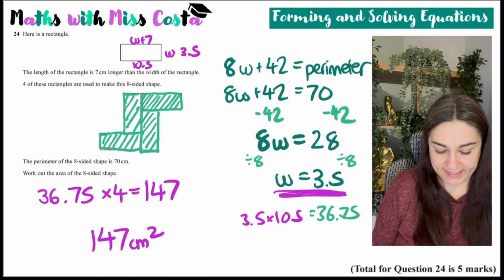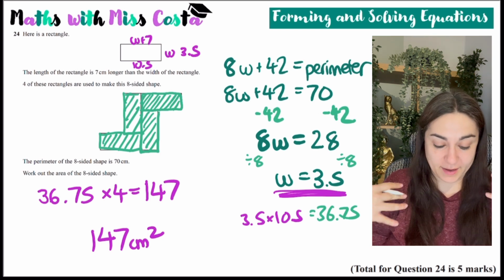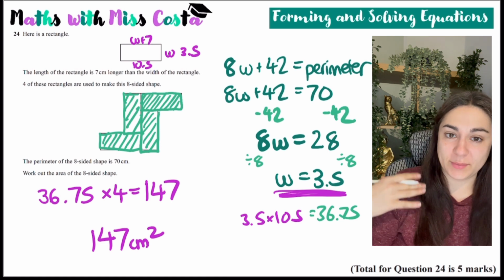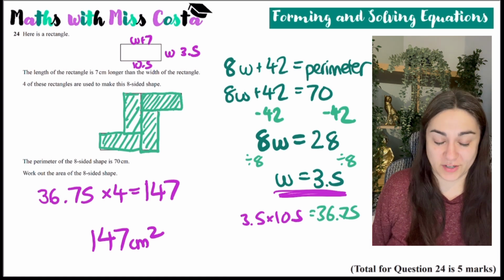So 147 centimetres squared. So this is quite a tricky question. It involves lots of things, but use the information that's been given to you, use what you know about perimeter, and try and take it one step at a time.